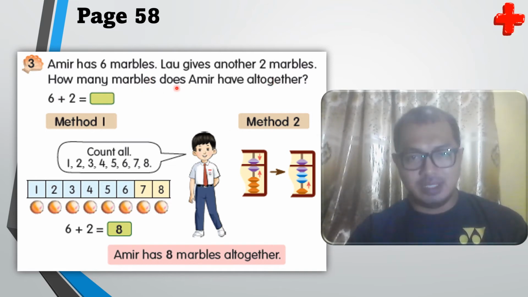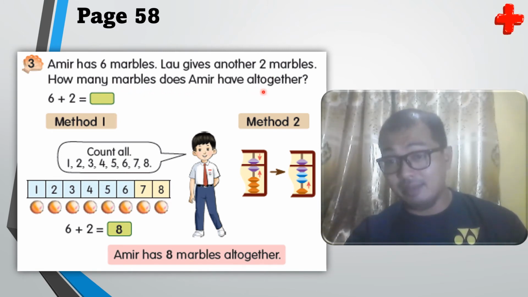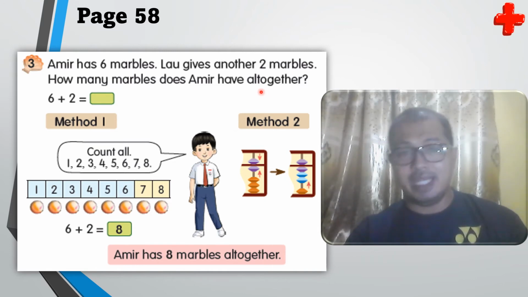How many marbles does Amir have altogether? Maksudnya, Amir ada 6 biji guli. Lau gives another 2 marbles. Lau memberikan 2 biji guli lagi. Berapa biji guli yang Amir ada kesemuanya? This is the meaning in Malay.